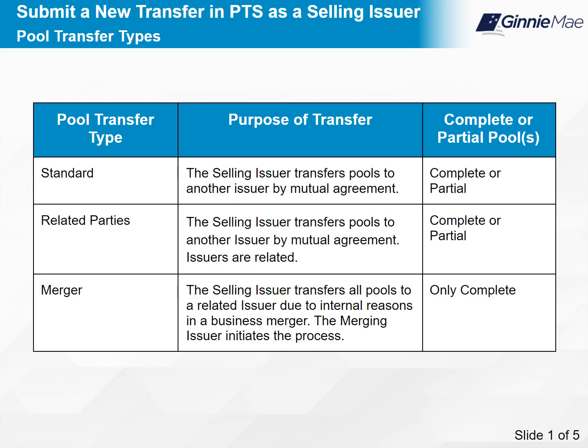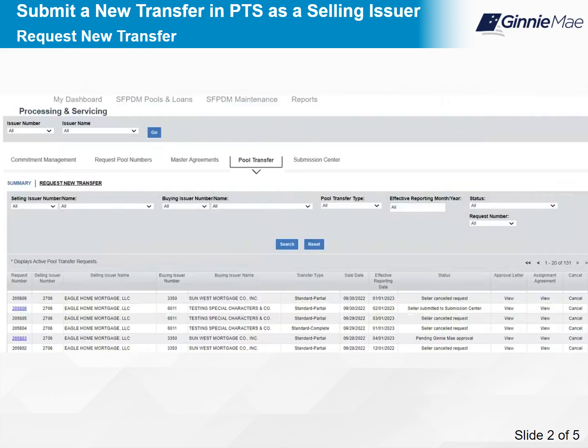In a merger transfer, the selling issuer transfers all pools to a related issuer due to internal reasons in a business merger. The merging issuer initiates the process, and the transfer is only for complete pool or pools. Select Next to continue. Let's examine how to request a new transfer as a selling issuer.